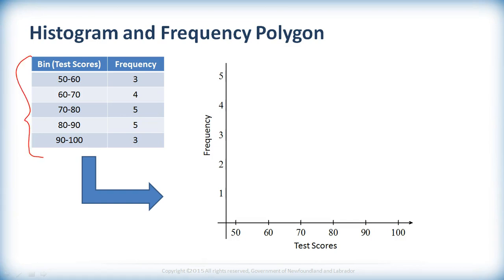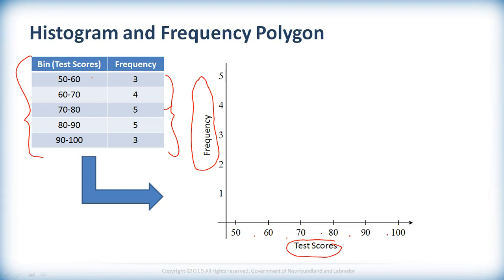We use that to create what looks a lot like a bar graph that you did in junior high, only now we call it a histogram. So for the 50 to 60 interval, I've only got 3. You see what I have over here on this vertical axis is the frequencies, and I have to go up as far as the highest one there, which is 5. And on the horizontal axis, I have test scores organized into the bins that we talked about.